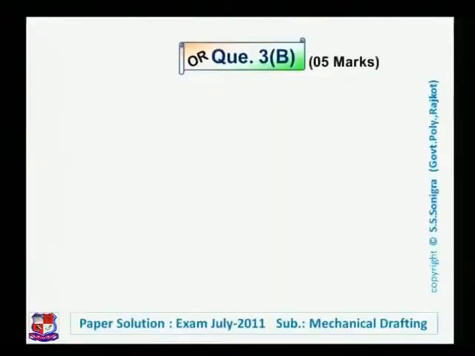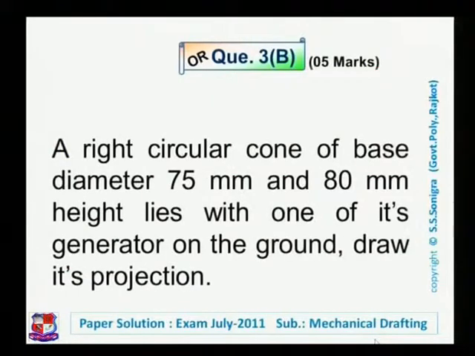Now next question. Question number 3b, asked for 5 marks. A right circular cone, base diameter 75 mm and 80 mm height, lies with one of its generators on the ground. Draw its projection. So here a circular cone is given. It is resting on the horizontal plane. Dimensions are given to us.